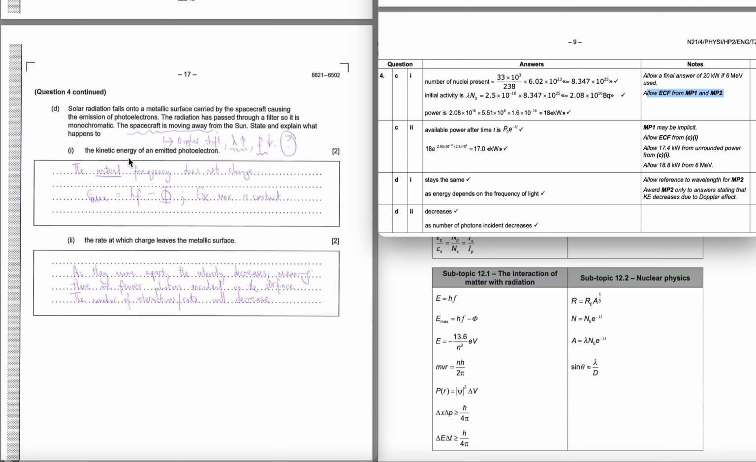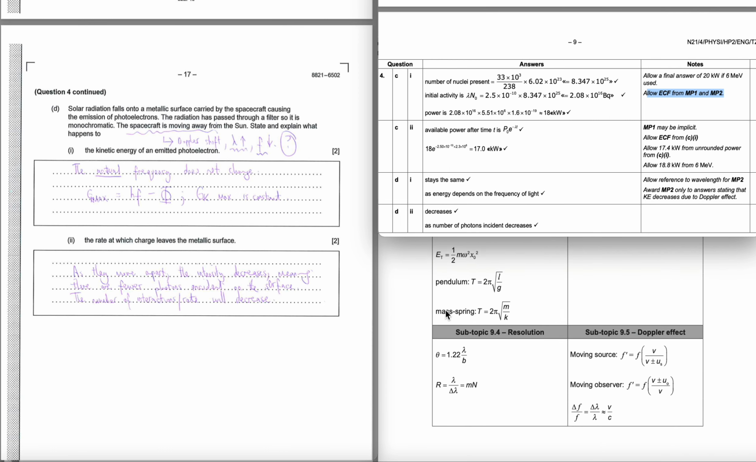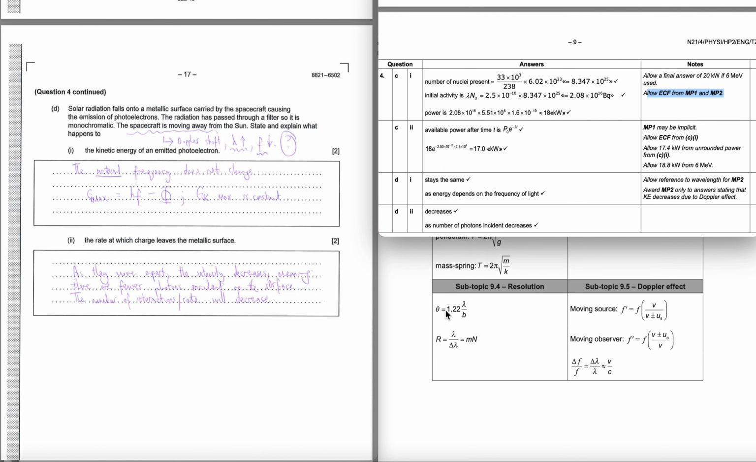Okay, now in this one, we are combining two areas of physics, actually. We're combining our topic 12.1, the interaction of matter with radiation, with our topic 9, which is all about the Doppler effect. And it apparently is about the Doppler effect. You would be very tempted to think that we've got spacecraft moving away from the sun, and in that sense, therefore, we're going to have a Doppler shift. So we would think, well, we've got a Doppler shift, we're moving away, we should expect the frequency to change. Now, why is that important?